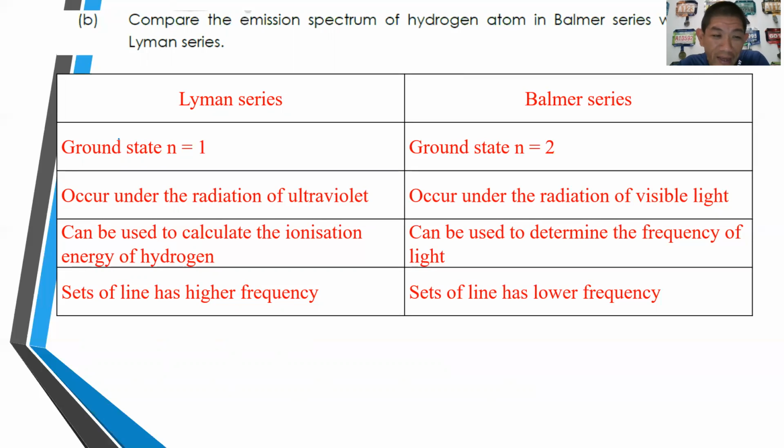And finally, the Lyman series usually has a higher frequency compared to the Balmer series. Or you can also put it in the form of wavelength. The Lyman series usually has a shorter wavelength compared to the Balmer series, which usually has a longer wavelength. Okay, so with that, each of the comparisons will be 1 mark. So altogether 8 marks in here. So this is what you can compare for the Lyman series and also the Balmer series. So hopefully you'll be able to write.